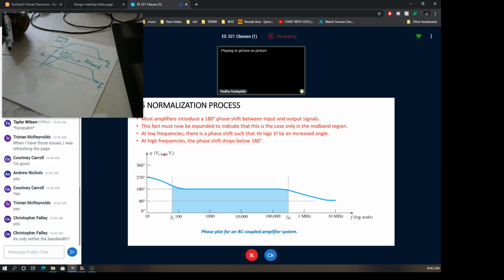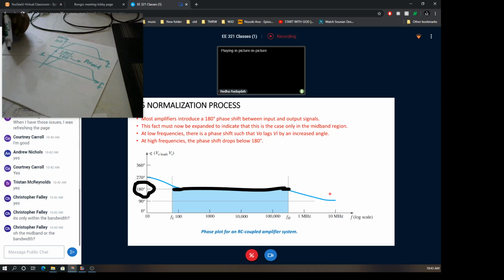So the constant phase shift between the input and output is only valid and is not changing as long as we operate in the mid-band. We operate within the bandwidth of the amplifier from here to here. And that phase shift will be changing as a function of frequency here and here.